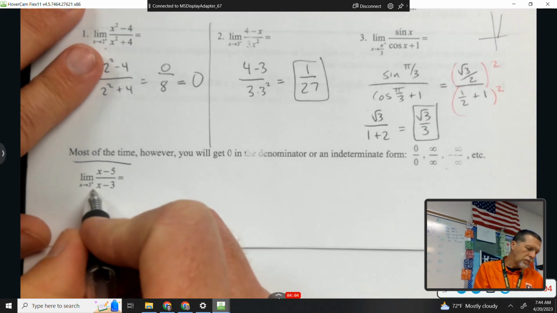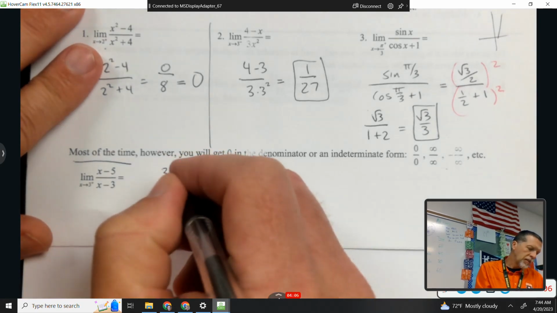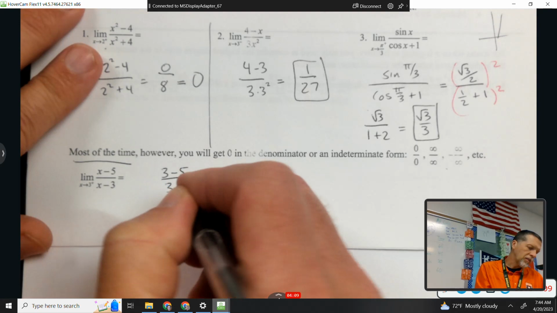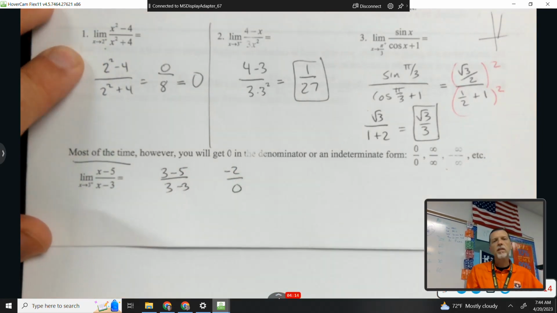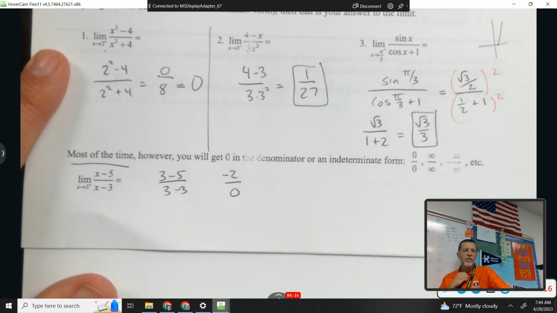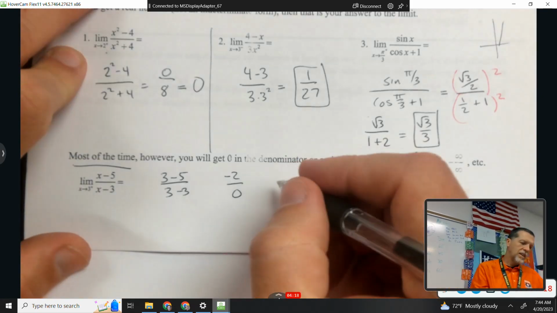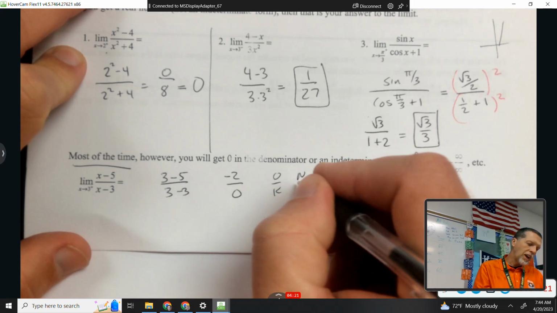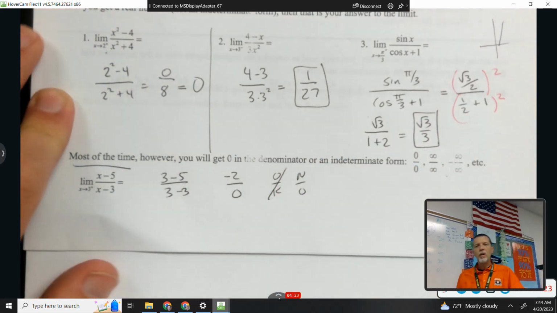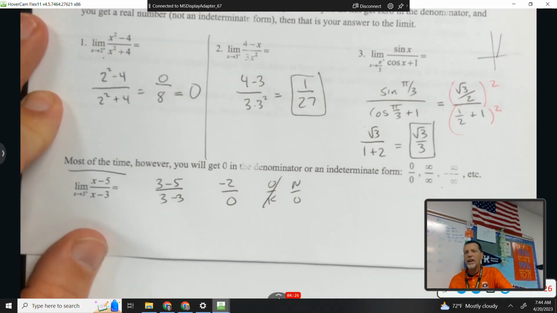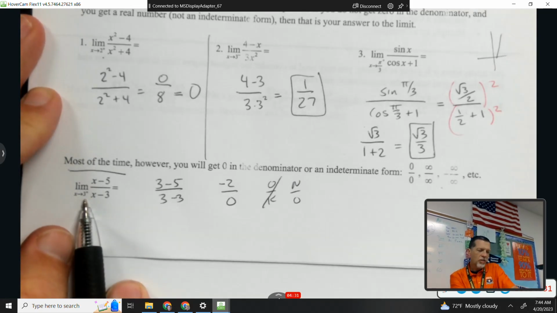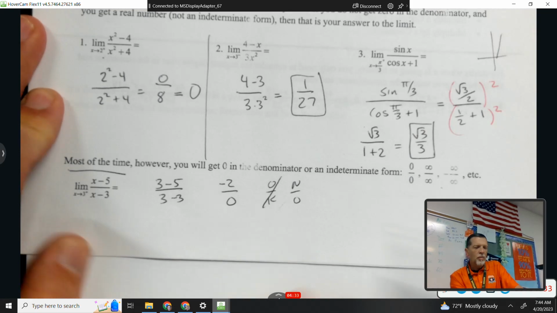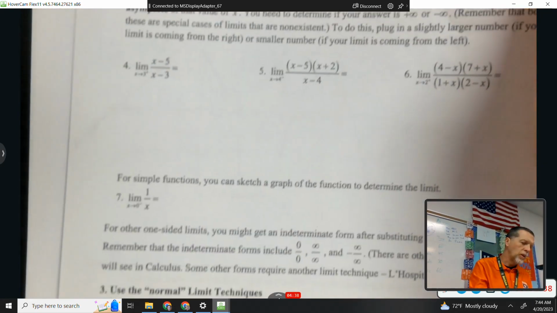So let's plug in 3. 3 minus 5 over 3 minus 3. Alright, it's negative 2 divided by 0. Well, this is a bit of a no problem. Like I can't divide by 0. And I know this isn't exactly 0 because I'm getting close to 0. So something weird is going on with this one. So turn the page and we'll talk about how to do the weird ones.